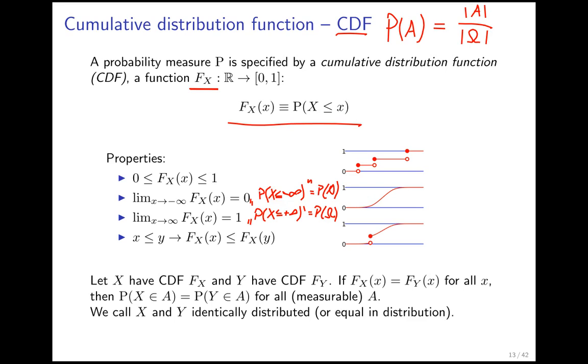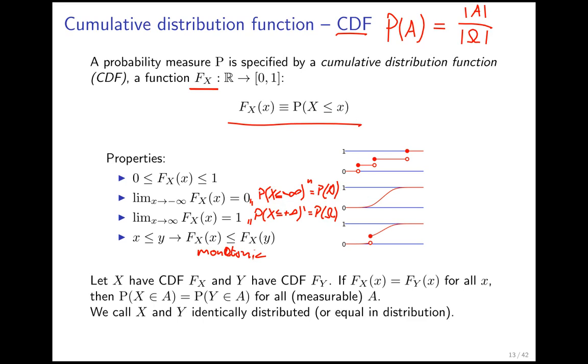And furthermore, we have to have that if we have x and y, and x is smaller or equal to y, then also the CDF of these values has to be smaller or equal. So this means we have a monotonic function.